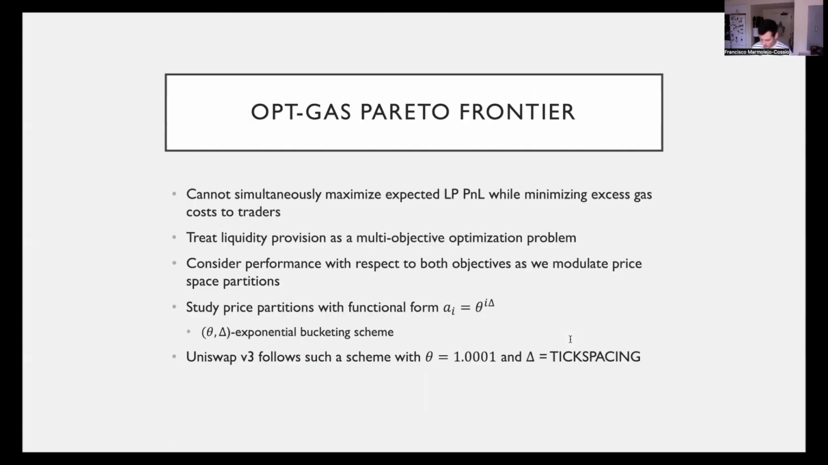We also look at these two objectives: the liquidity provider's earnings and the gas fees. You can't simultaneously maximize both of these. So we treat this as a multi-objective optimization problem, and we modulate the partitions of price space and see the performance with respect to both of these metrics as we change these partitions. We look at exponentially spaced price partitions, similar to what Uniswap is doing. We're simply changing the base of the exponent, and we're looking at tick spacing as a parameter.